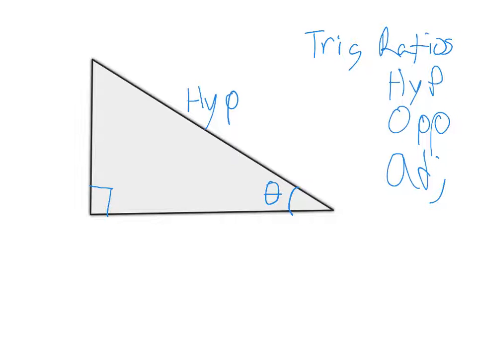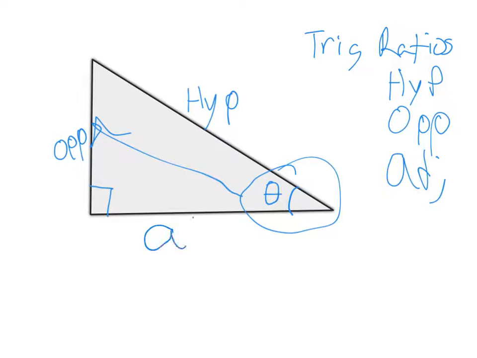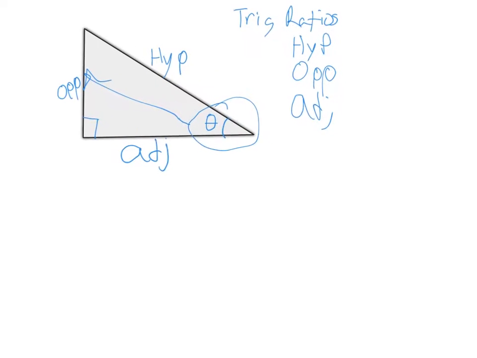Okay, now I need to label my opposite and adjacent, and this does depend on where my angle, or theta, is located. Okay, so the opposite is the side directly across from the angle. Okay, directly across. Then my adjacent is the one that's right next to it, and so this is my adjacent side. Okay, so that's going to help us build our three trig ratios.